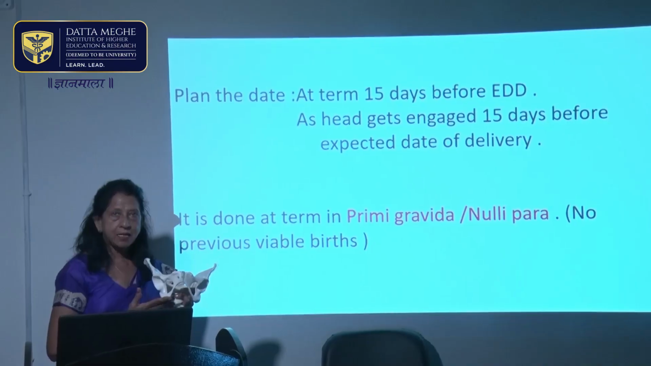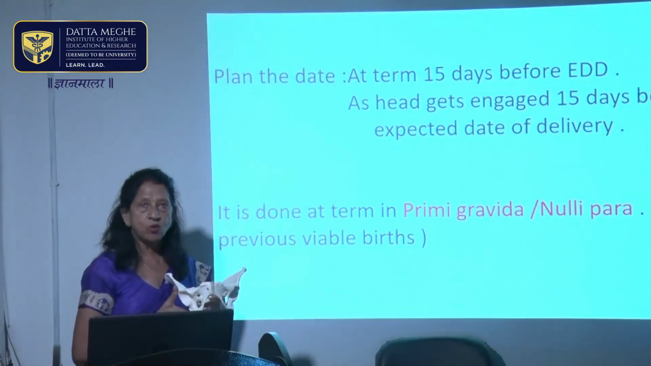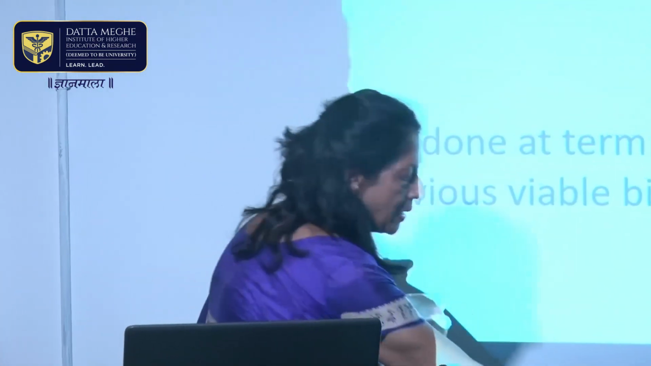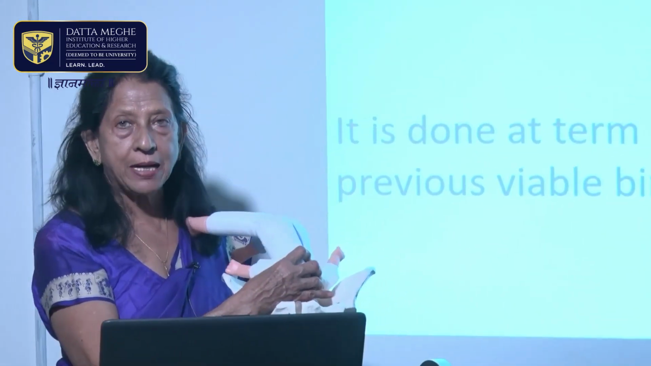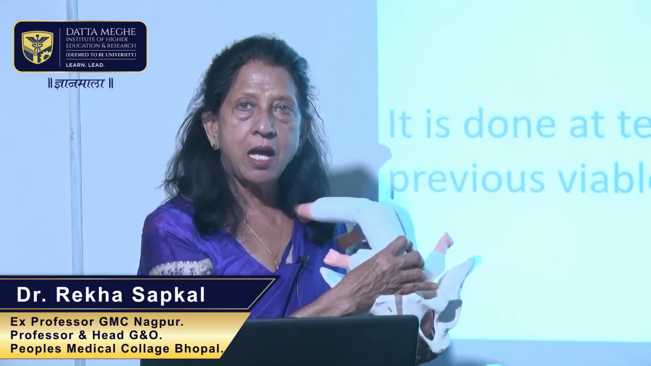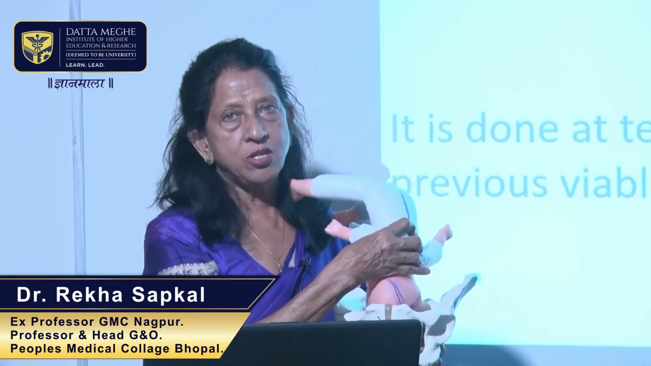It is assessed at term, 15 days before the expected date of delivery. Why so? Because in primigravida, the head enters into the pelvic cavity 15 days before the expected date of delivery. That is known as engagement of the head. However, in multigravida, it enters the pelvis with onset of labor pains and uterine contractions.